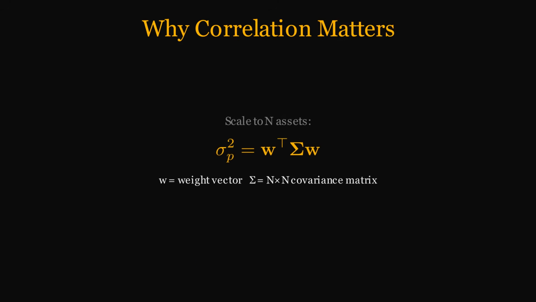Now scale this up. In a portfolio of n assets, the covariance matrix sigma is an n by n grid of all pairwise correlations and variances. Portfolio variance becomes W transpose sigma W, where W is your weight vector. The diagonal holds each asset's own variance. Every off-diagonal entry is a cross-term controlled by correlation. This one equation is the foundation of every optimizer from Markowitz's 1952 paper to the $500 billion quant funds running today.